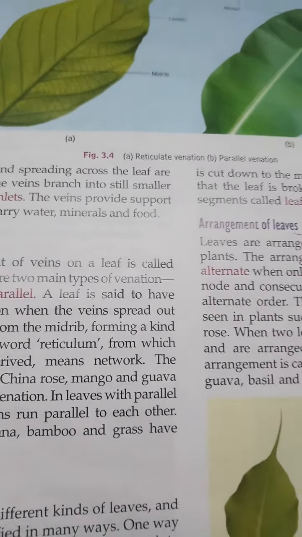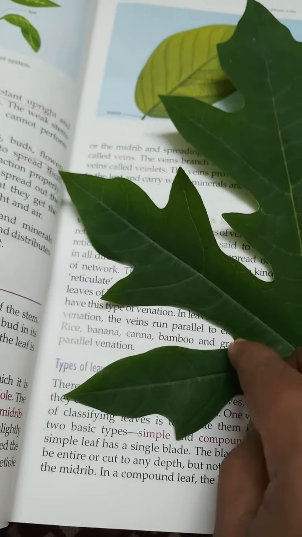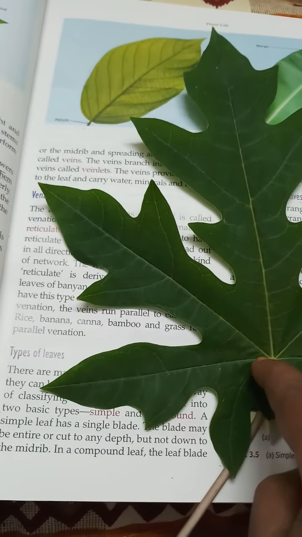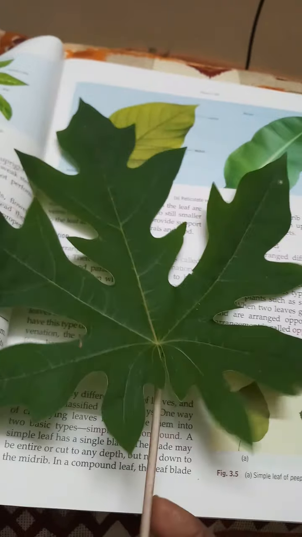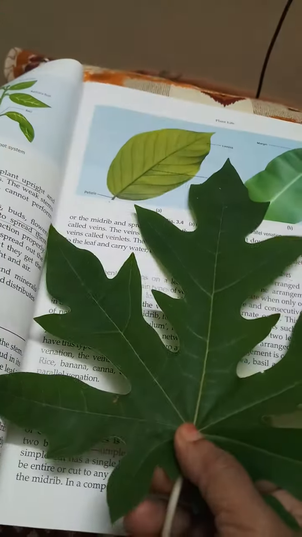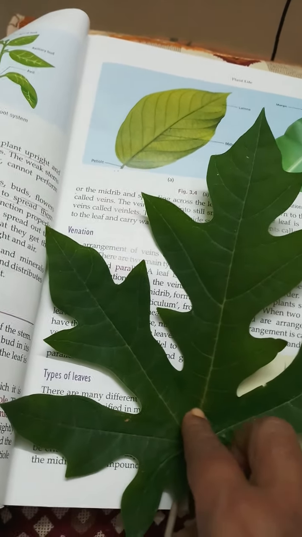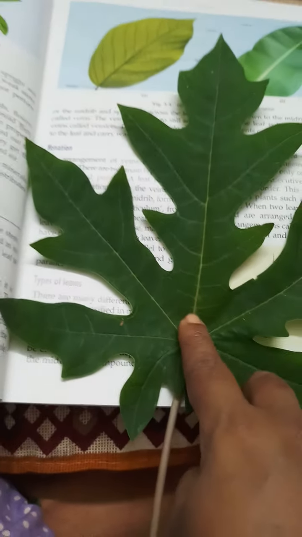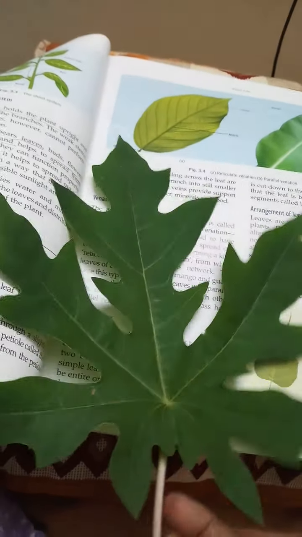But here the papaya leaf is also a simple leaf. It is not cut, and these incisions, we can see that the incision is not reaching up to the midrib. So even though the papaya leaf appears to have leaflets, we can say it is a simple leaf because the incision is not reaching up to the midrib. So it is an example of a simple leaf, even though it appears as a compound leaf. If we observe it very quickly, we may think that it is a compound leaf, but it is a simple leaf.